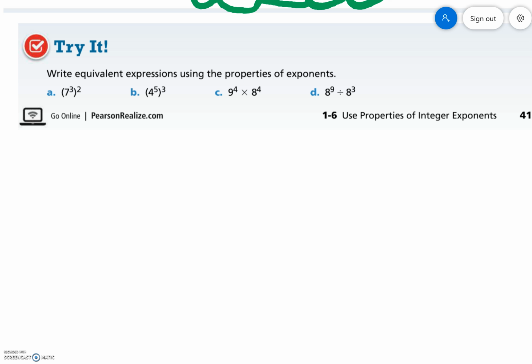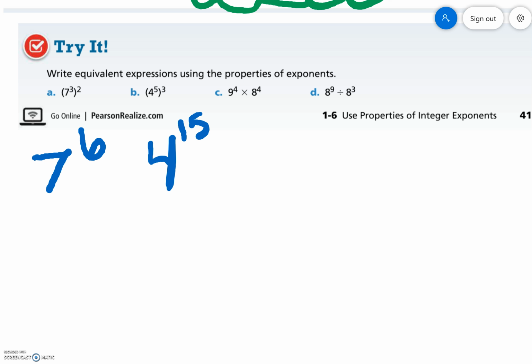All right, let's check your answers. 7 to the 3rd squared. Well, we have power to a power. 2 powers next to each other. So what do we do with the 3 and the 2? Multiply them. So that means you keep the 7. 3 times 2 is 6. And we're done. Another power to a power where the 2 exponents are next to each other. We keep the base of 4. What do we do with the exponents? Multiply. 5 times 3 is 15.